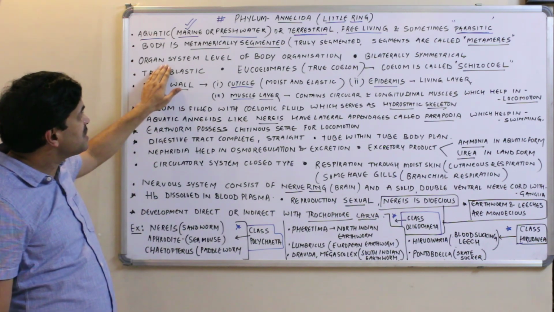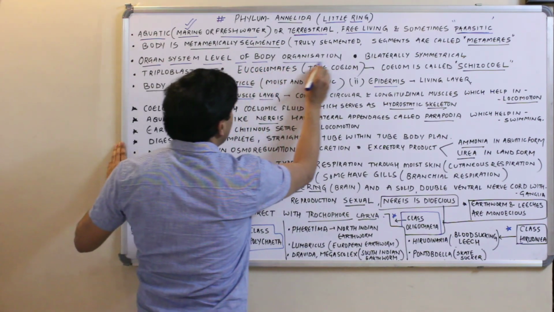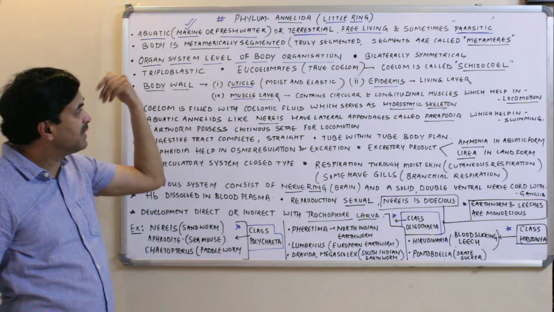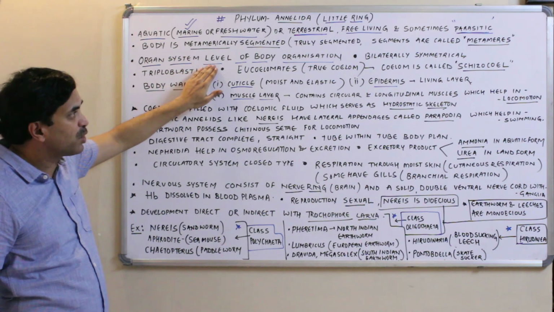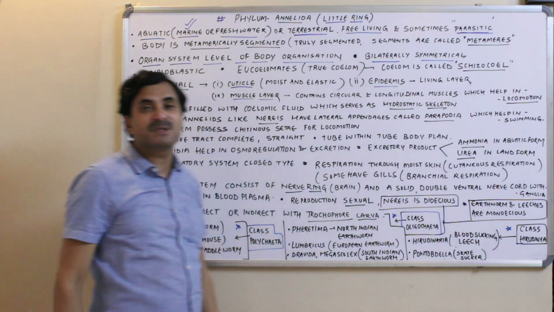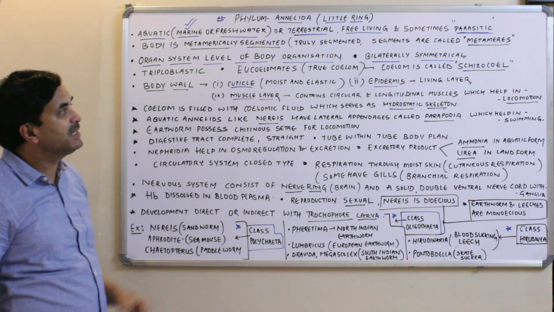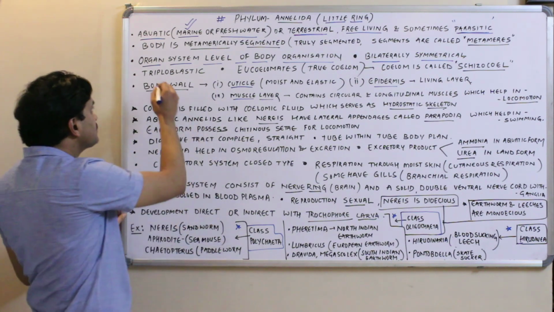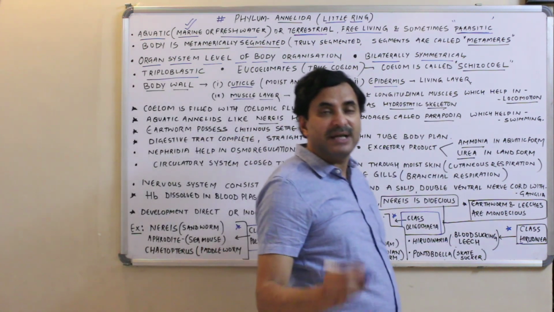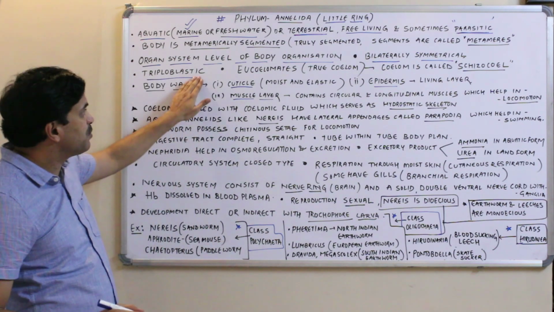Now, organ system level of body organization. They have organ system level of body organization, and the further phyla also will have it. They are bilaterally symmetrical. Generally all the worms have bilateral symmetry, whether flatworms, roundworms or annelids. They are triploblastic, meaning they have three germ layers: ectoderm, mesoderm and endoderm. That's why they are called triploblastic.